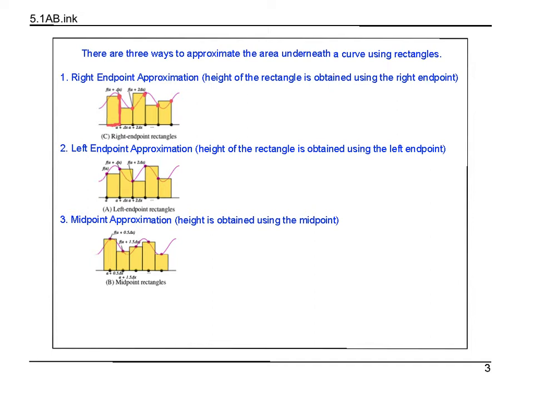Then there's left endpoint approximation. So similar, but now the left corner is what we would use for the height of each rectangle. And then there's midpoint, right? Midpoint tends to be the most accurate. It kind of counteracts that under and over approximation.